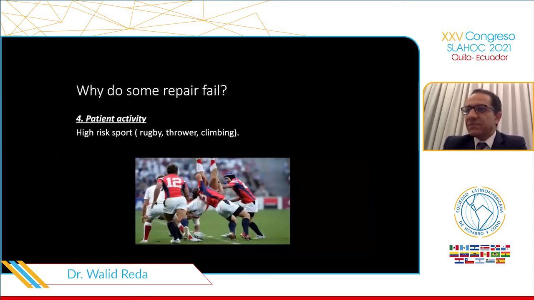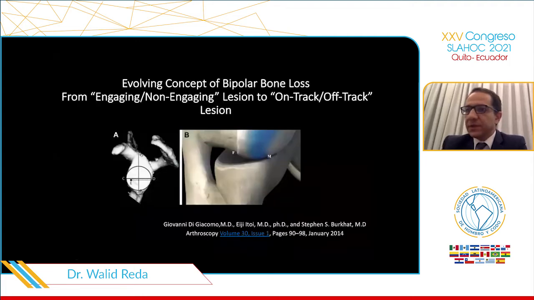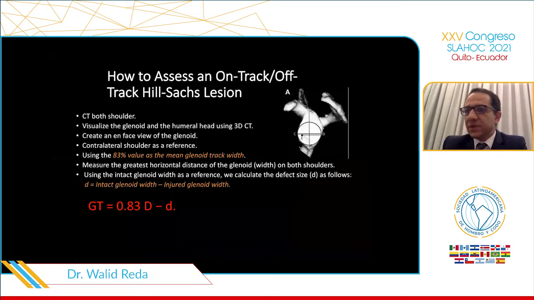Another factor that must be put under the spotlight is the type of sport. A high failure rate was found in arthroscopic Bankart repair with patients playing high-risk sports. The concept of bipolar bone loss changed from the terms of engaging and non-engaging, which was difficult to assess preoperatively, to the on-track and off-track concept. To assess an on-track or off-track shoulder preoperatively and then find the right operation, we must do a CT for both shoulders and visualize the glenoid and the humeral head using a 3D CT.